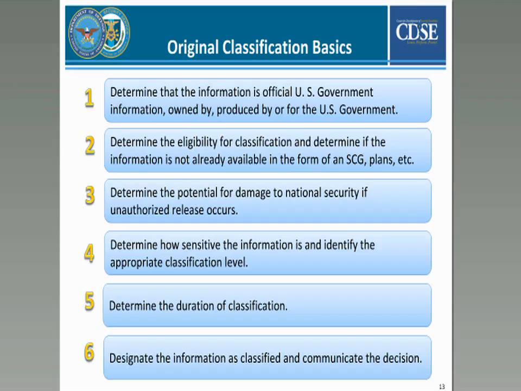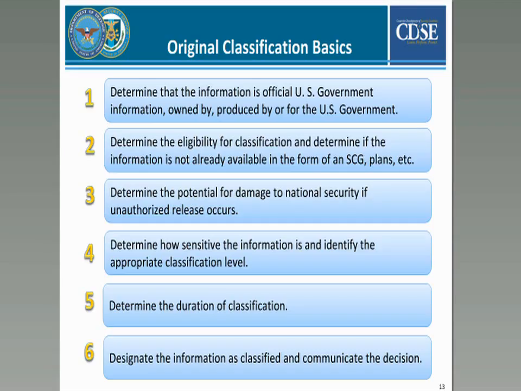Before considering original classification, an OCA must determine whether decisions have already been made about classification of the information. If another OCA already has an original classification determination, then the information cannot be originally classified again. However, if the information has not been classified, OCAs can proceed with the decision-making process.